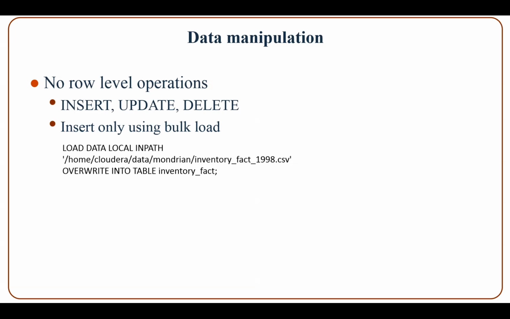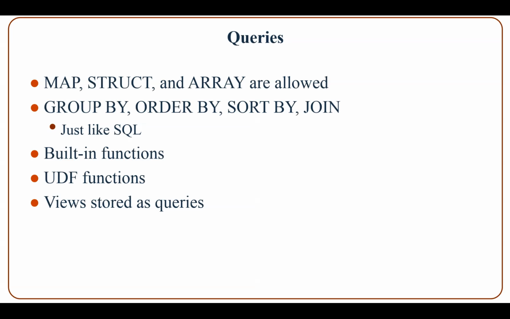In Hive, there's no row level operations such as insert, update, delete, and you can only insert using the bulk load. For example, load data local inpath, and here you specify the local path to the CSV file, basically a text file. In Hive SQL or HQL, types such as map, struct, and array are allowed. You can use group by, order by, sort by, and so on, just like SQL in MySQL or Oracle, etc.